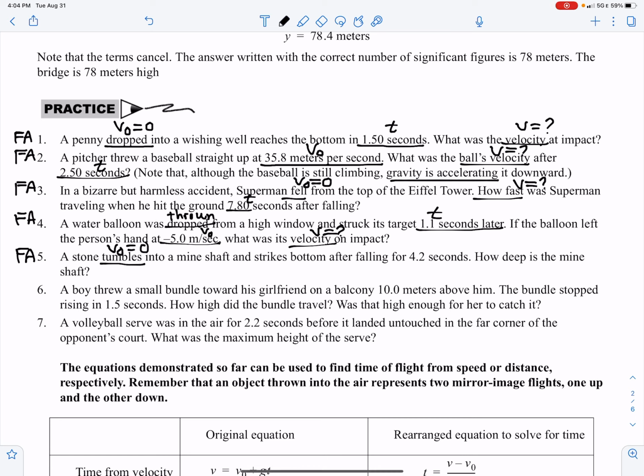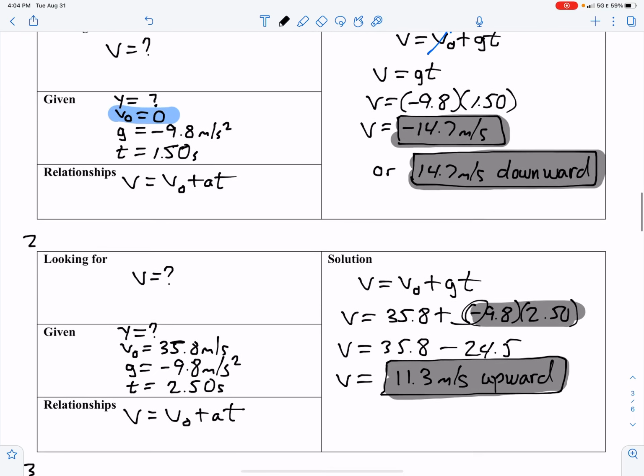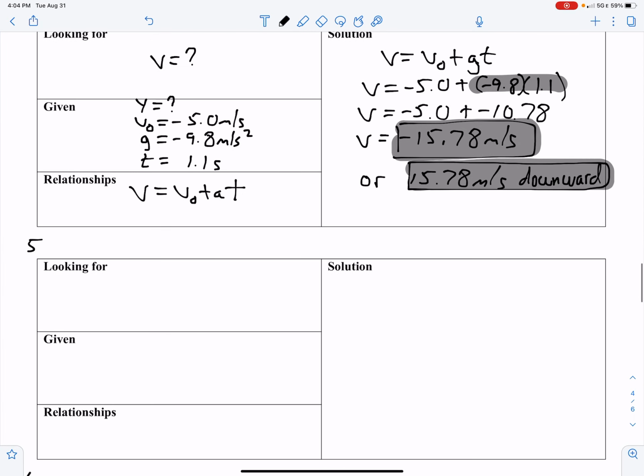V naught is 0. Tumbles implies that it's dropping from rest. 4.2 seconds is time. This time we're looking for how deep. How deep would be y. Let's label our information for number 5. We're looking for how deep. We do not know how fast it's going when it hits. We do know that it starts from rest and that g is negative 9.8 and that t is 4.2 seconds.